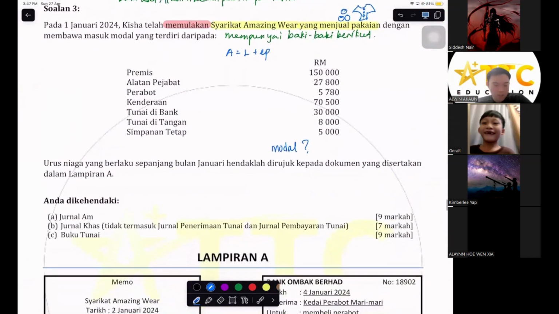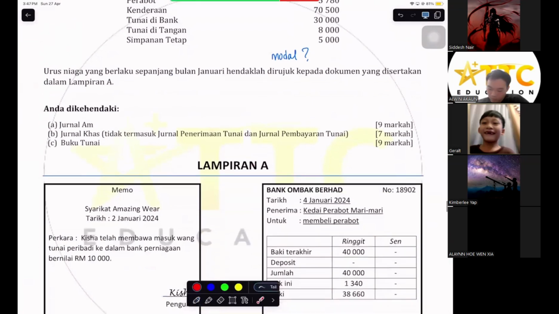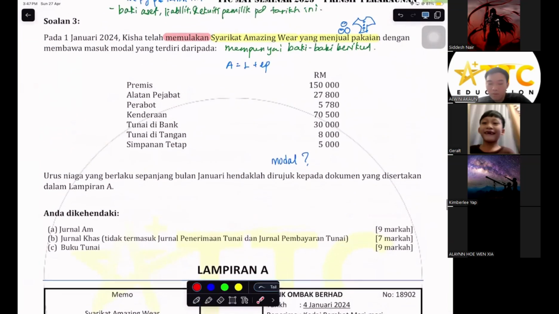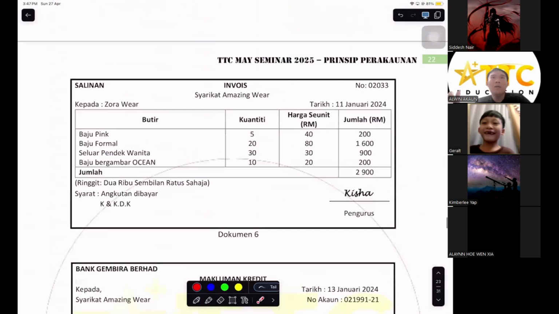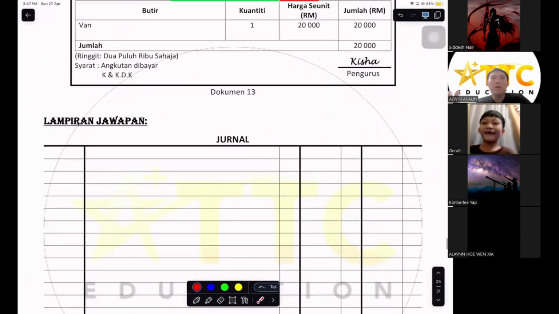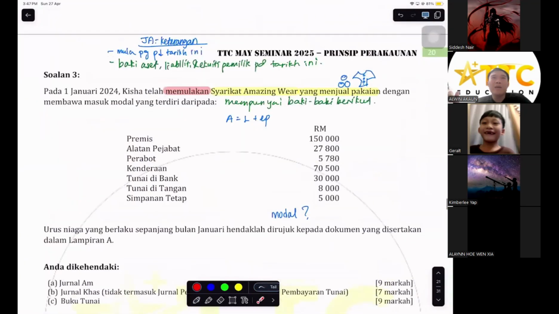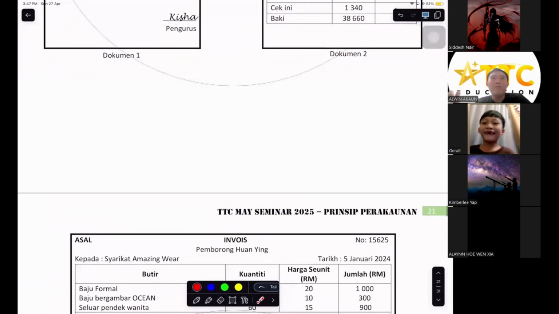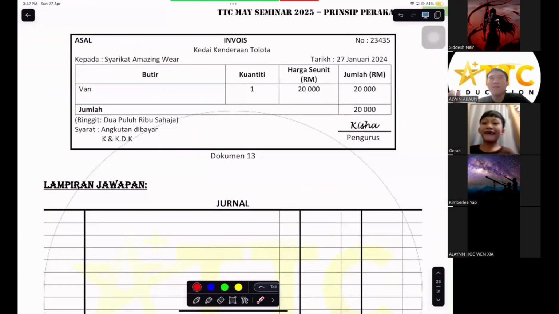Secondly, you'll be doing jurnal, lejar, buku tunai. Now, your marks here, how much? 25 marks. This is a kind of question that can easily come out in your exam. Very easy. No need to be stunned by all the documents, oh my goodness, and then get scared. No need to be frightened, no need to chicken out. Okay?